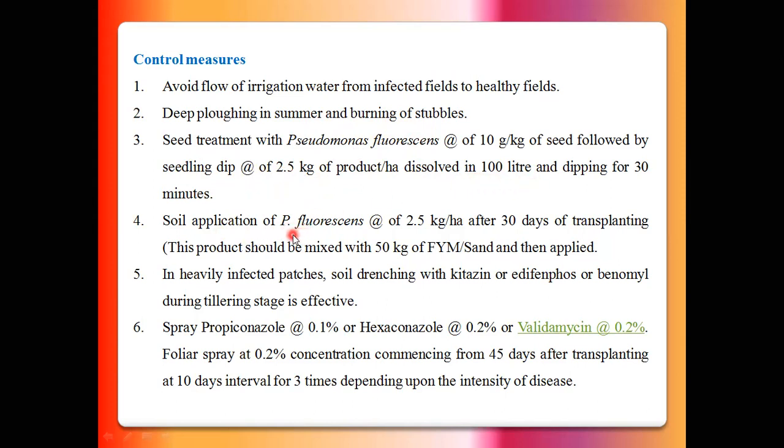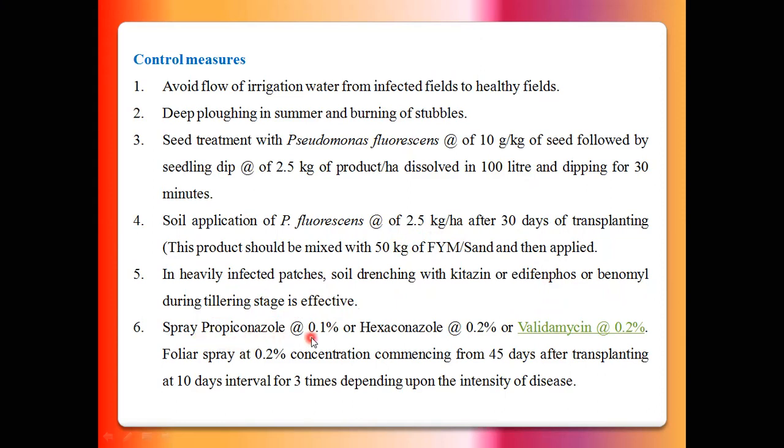Then soil application of Pseudomonas fluorescens at the rate of 2.5 kg per hectare after 30 days of transplanting. This 2.5 kg Pseudomonas fluorescens powder is mixed in 50 kg FYM, and this FYM is broadcast on the rice field. Then soil drenching with kitazin or edifenphos or benomyl at the appropriate concentration, that is 0.1 to 0.2%, during the tillering stage. So you can avoid infection to the leaf and leaf sheath.